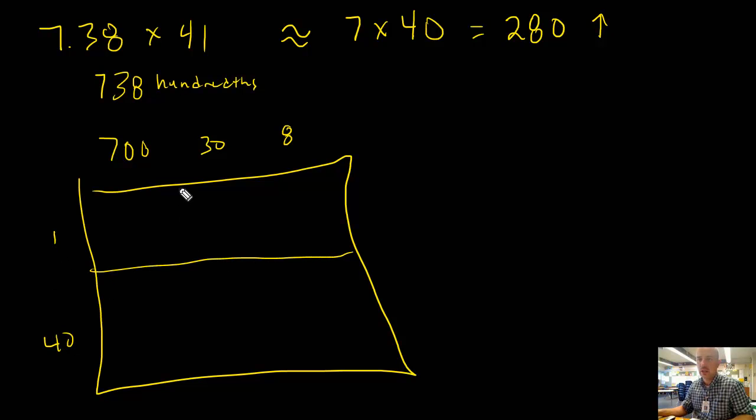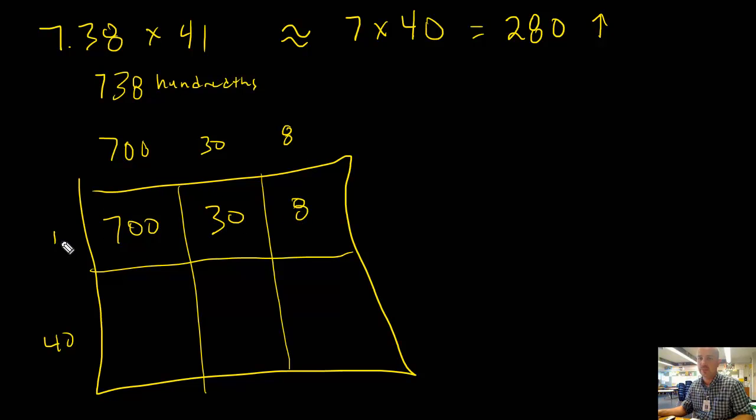Okay, and so 7 times 1 would be 700. This one's going to be easy, and I have 30, and I have 8 because I'm multiplying all by 1. 7 times 40, or 700 times 40, well, I know 7 times 4 is 28, and I have 3 zeros to add to that, so 28,000. I have 4 times 3 is 12, plus my 2 zeros, so that's 1,200. And I have 40 times 8 is 320. And so it looks about right.